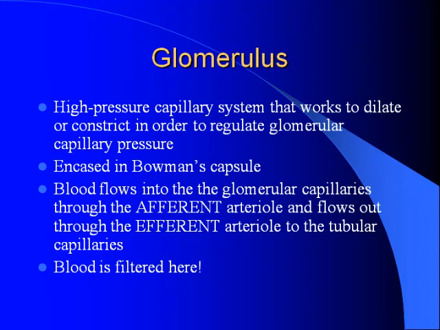The glomerulus is the high-pressure capillary system that works to either dilate or constrict in order to regulate the glomerular capillary pressure. It's encased in Bowman's capsule. Blood flows into the glomerular capillaries through the afferent arteriole and then goes out through the efferent arteriole into the tubular capillaries. And this is where blood is filtered. So you need to highlight that and remember that filtration really occurs in the glomerulus.